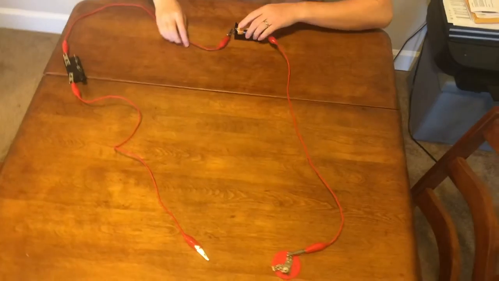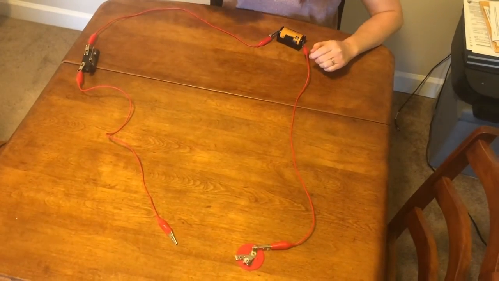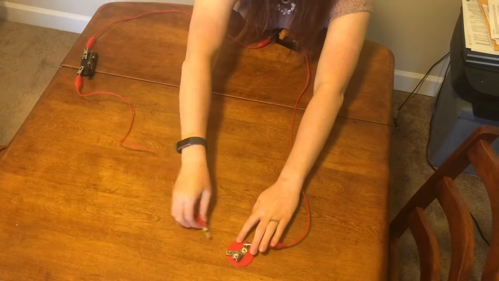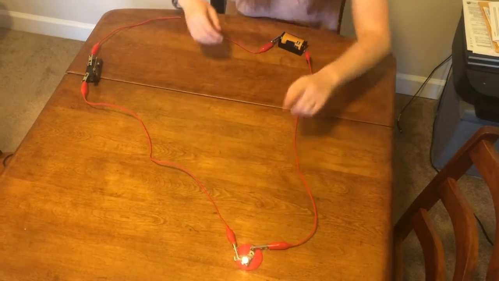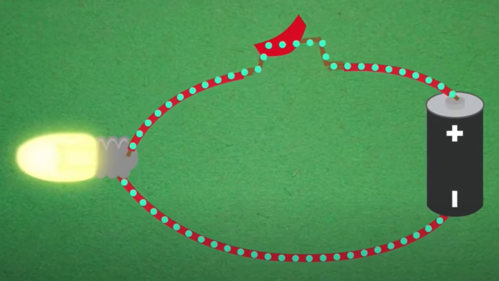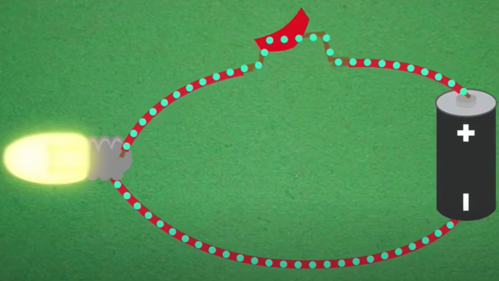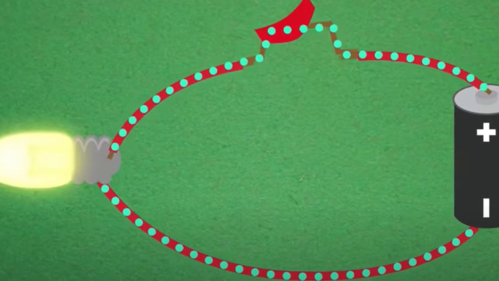Right now I have an open circuit, but if I close it, the light bulb should turn on again. The light bulb is on. That means that electricity is turning into light energy. And now I'm going to use my switch to turn the light bulb on and off.